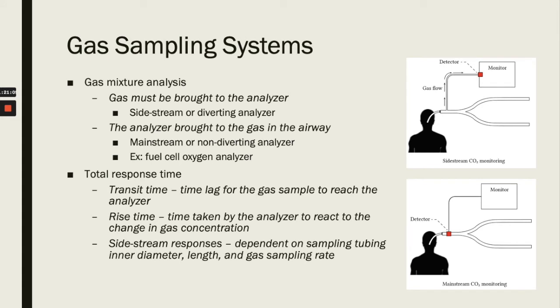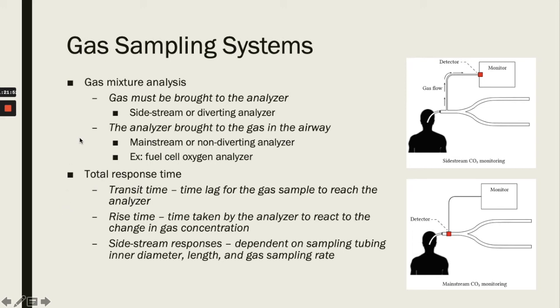All right, so our gas sampling systems. Our sampling lines basically sample our gas mixture and analyze it. And the gas must be brought to the analyzer, either via side stream or diverting analyzer. A side stream CO2 monitor takes gas from the breathing circuit, away from the patient, to an analyzer to monitor, while a mainstream will analyze the gases right in the breathing circuit.